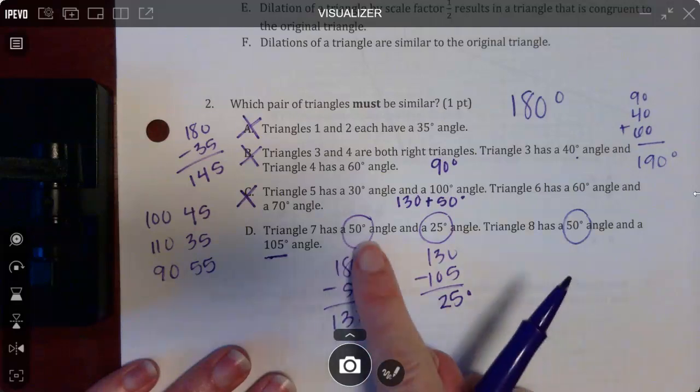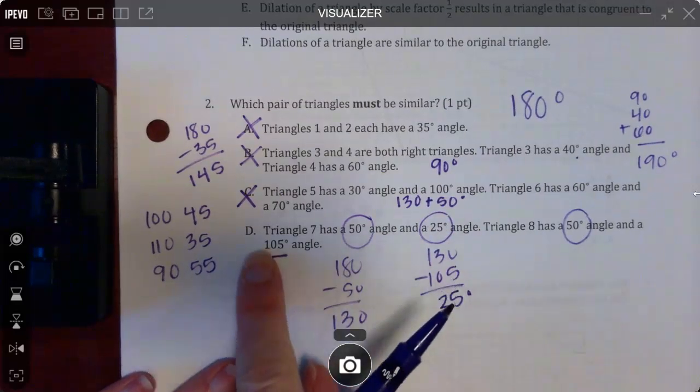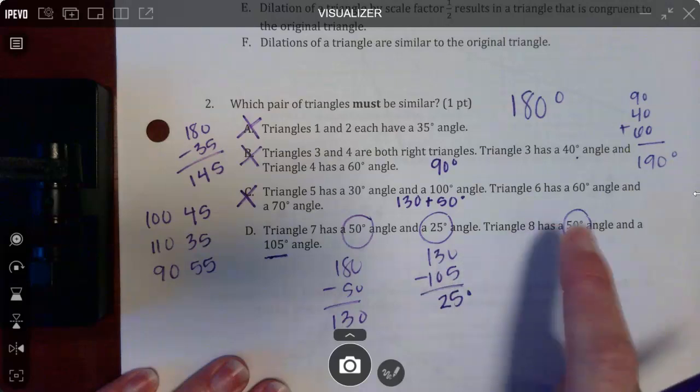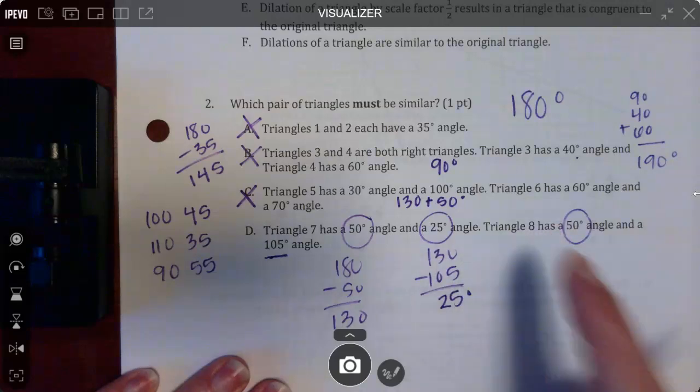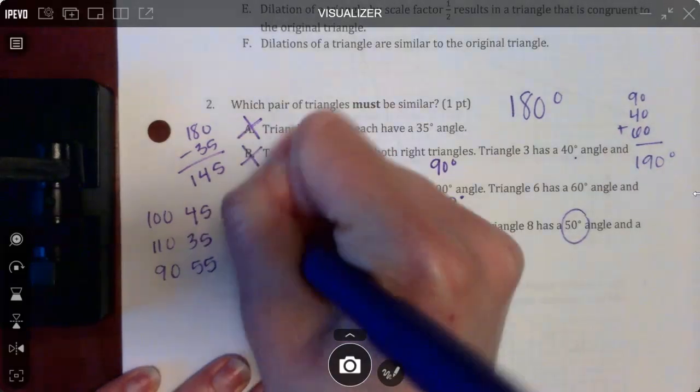So all 3 of my angles work together to make 180, and I could say 100% certain that these 2 triangles are similar because they have the same angles. So you should have picked D.